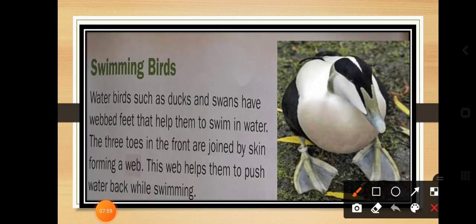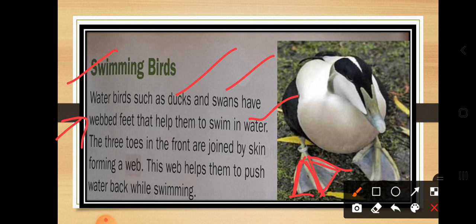Next is the swimming birds. Swimming birds means the birds who can swim. Water birds such as ducks and swans have webbed feet. Which type of feet? In the W shape. This is the webbed feet that help them to swim in the water. You can observe here a small pocket-like structure they have. With the help of these webbed feet, they can swim in the water.